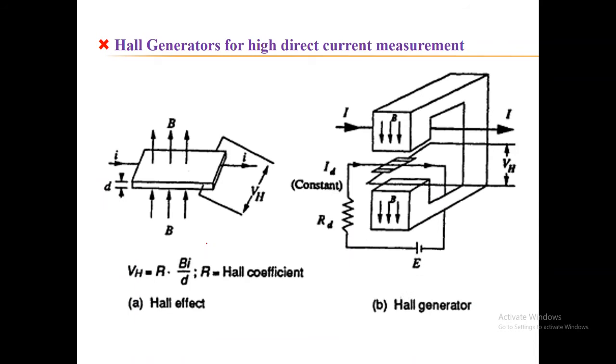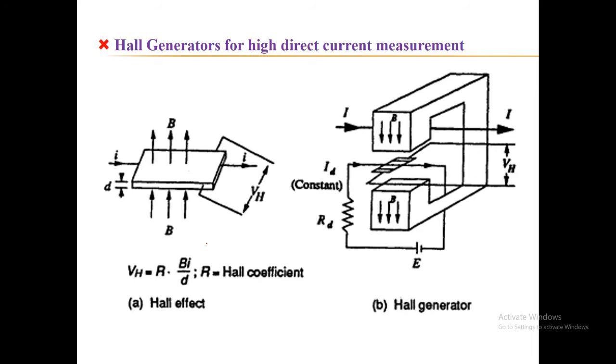So as you have seen in the video, generally semiconductors are used because for metals the value of R, the Hall coefficient, is very, very small. So to have a better, readable output, semiconductors are normally preferred because of their high value of Hall coefficient.